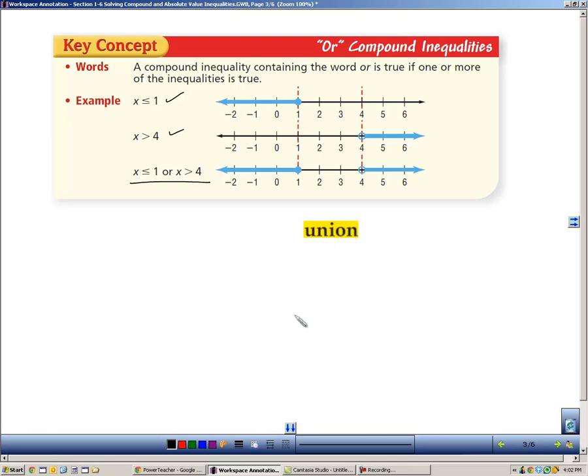What we want is the union. The word union means you want to take what's in both of them. You want to take any part that is graphed. These are just different ways to say the union. So anything that's graphed will be included in our final graph. It's as if you take the two graphs and put them together and take anything at all, and that's what the union is. And that's how you graph "or" inequalities.